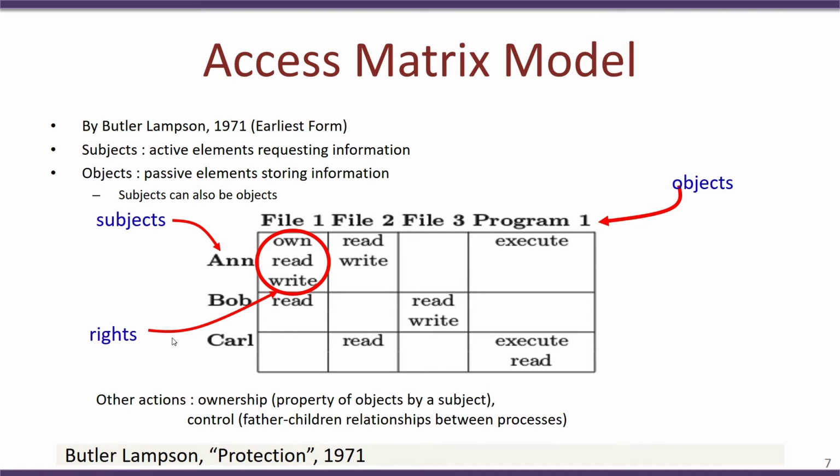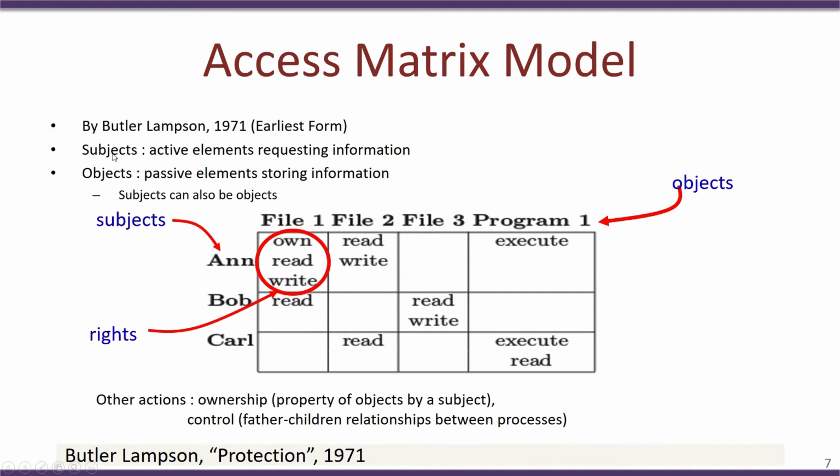It was proposed by Butler Lampson in 1971, where he defined subjects and objects. Subjects are the active elements in the system which request access to specific objects. Objects, on the other hand, are passive elements used to store information. They could be files or programs or any other thing. For example, a program can be an object, and you could have access control policies to determine who can run that particular program.